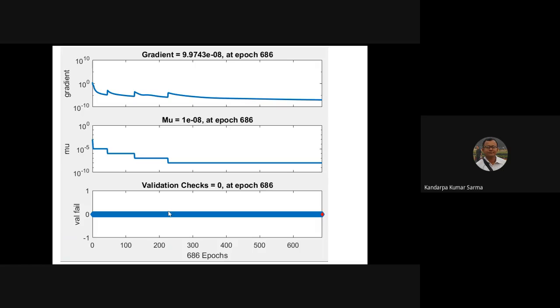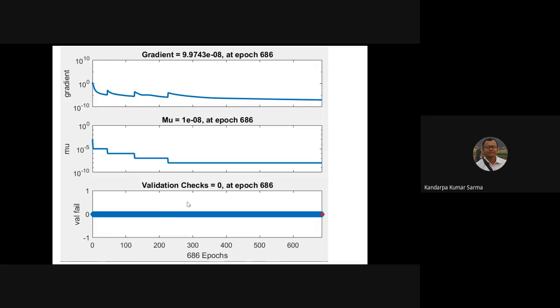So if we do the training and we run the simulation, a NARX neural network of this type will be generated. We find that the performance is reached in roughly about 686 training sessions. Then if we find out the performance of the network, we can see that its gradient value, the step size, and the validation checks are successfully done.